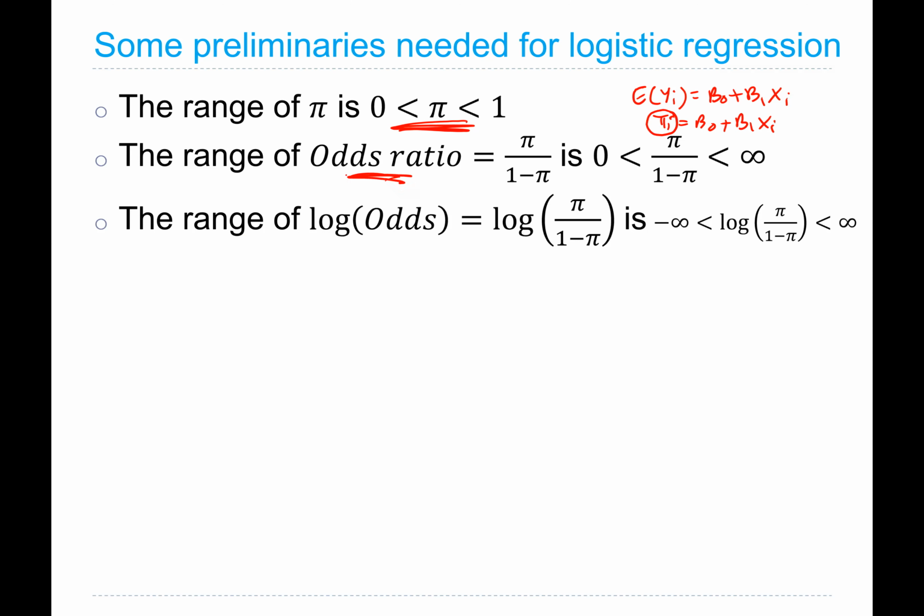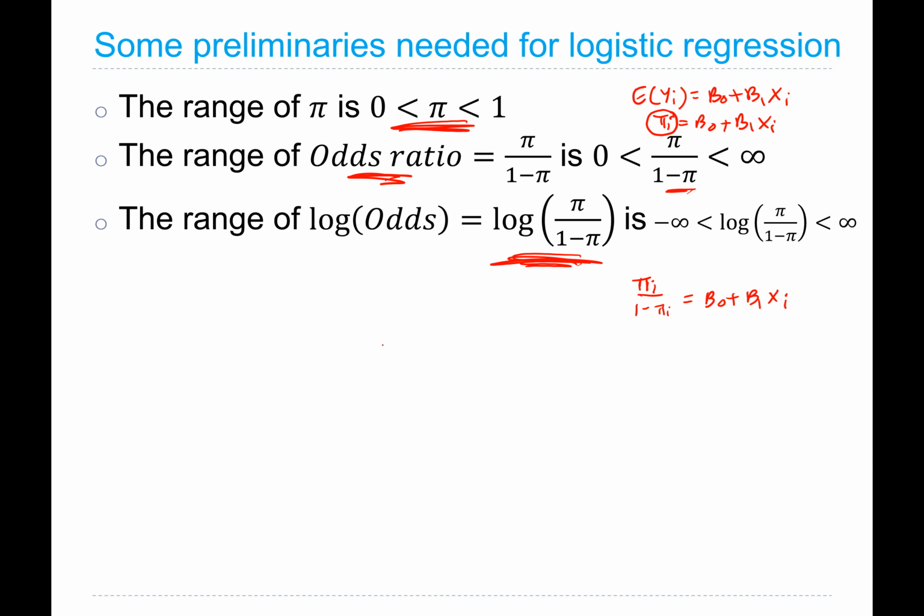What about using the odds ratio for the left-hand side? Like using pi i divided by 1 minus pi i equal beta 0 plus beta 1 xi. It will be much better because the range of pi i divided by 1 minus pi i is between 0 and infinity. But maybe it will give me some negative. So let's use something much better than using pi i or the odds ratio. Use the log of pi divided by 1 minus pi, because the range of this one is from negative infinity to infinity.